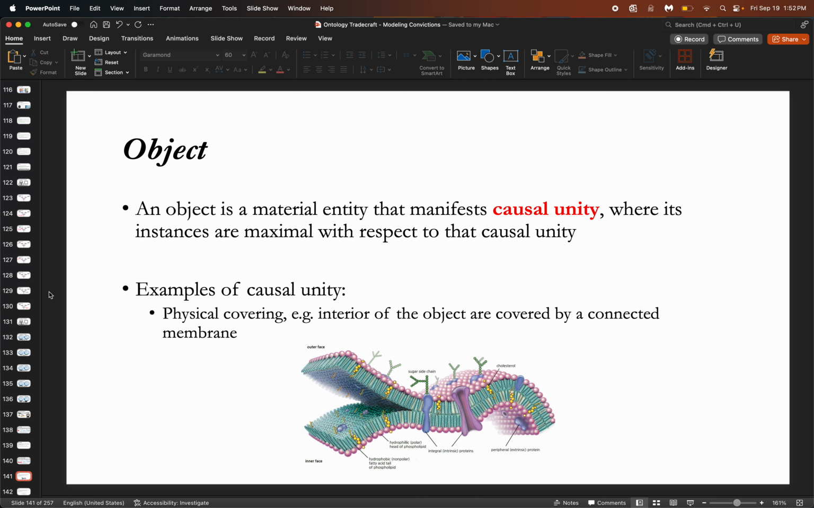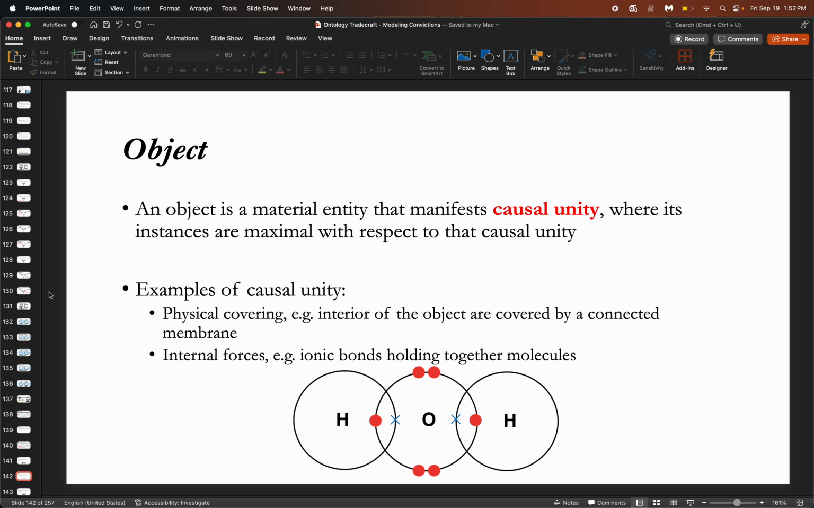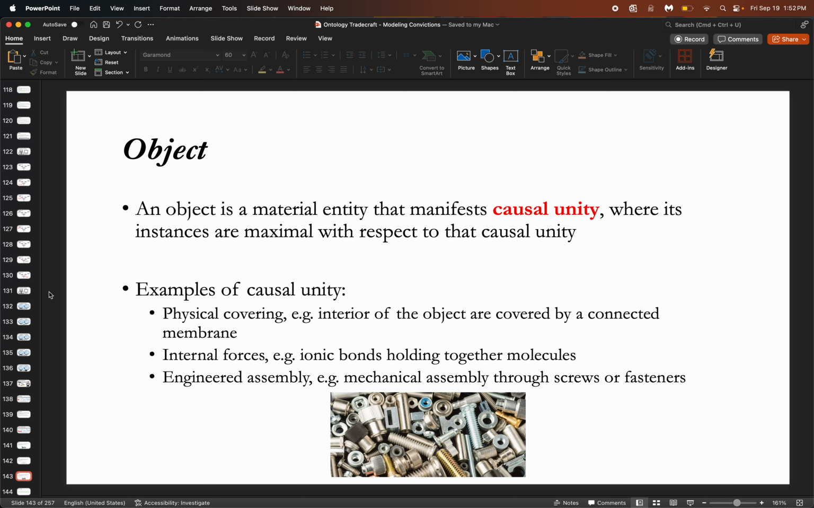An object is a material entity that has some kind of causal unity over it, where its instances are maximal with respect to that causal unity. So examples of causal unity include things like physical covering, like the interior of an object covered by some membrane, like a cell, as well as internal forces like ionic bonds holding together molecules, or engineering assembly, like mechanical assembly through screws or fasteners when it's really, really tight. That can exhibit causal unity.